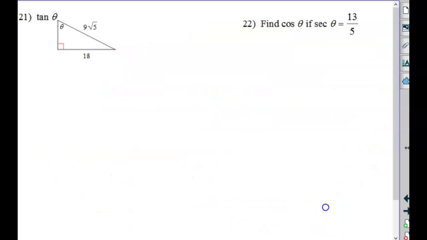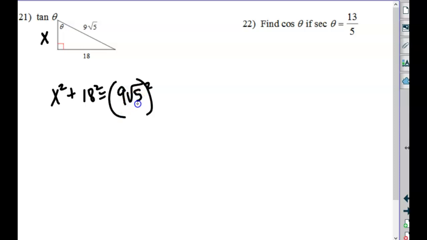Some of them, they don't give you a picture. You have to draw a picture or not. On 22, maybe we should do 21 too, I don't know. 21, tangent is opposite over adjacent, right? So I need this side right here. So I have x squared plus what?